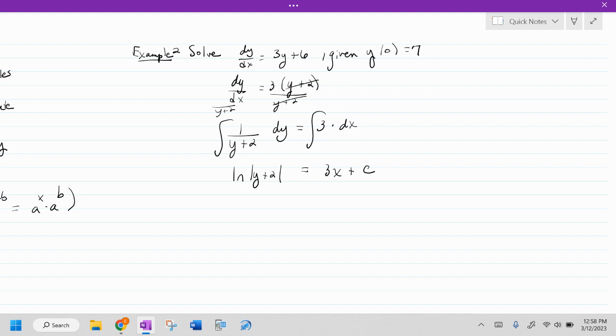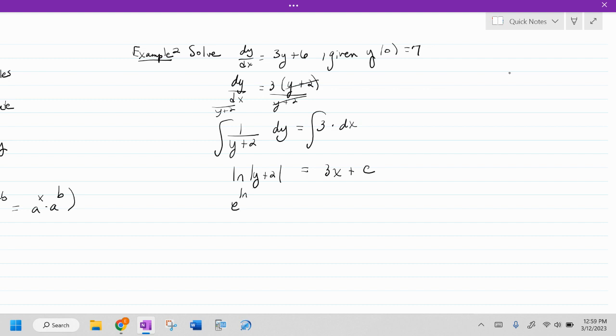Okay, so I separated my variables, and then I took the antiderivative of both sides. So now we have two things to do. We have to plug in the ordered pair to solve for c, and then we have to solve for y. So it doesn't really matter when you plug in the ordered pair, as long as you do it after you take the antiderivative of both sides.